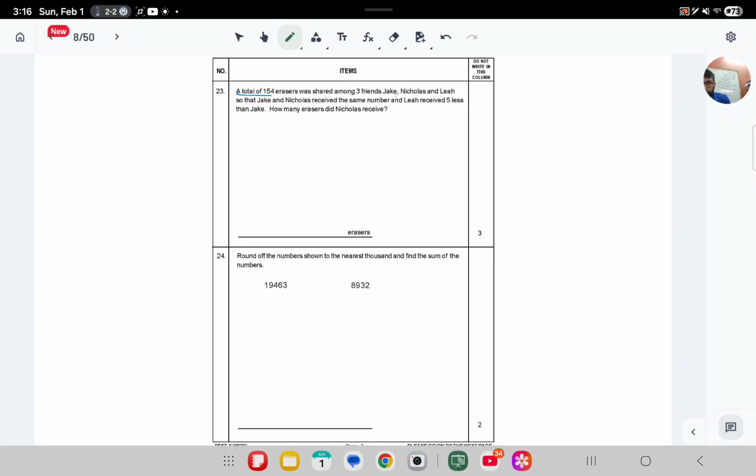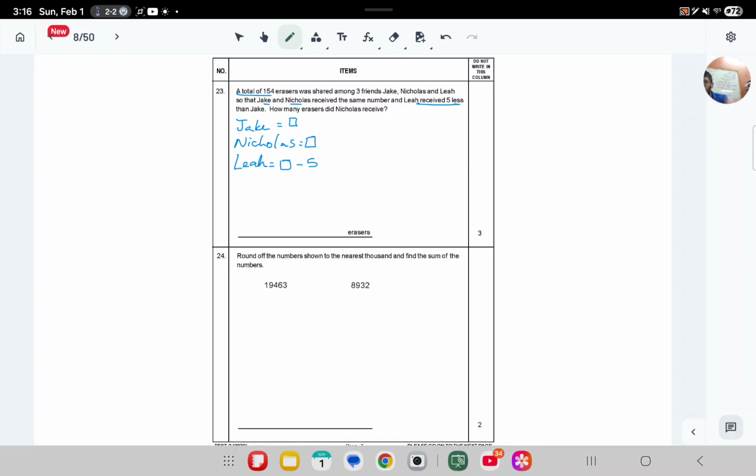Alright, so we can use some bars here. So they said now that Jake and Nicholas received the same amount. So we say Jake and Nicholas and Leah. So let's say Jake received 1, and we know Nicholas will receive 1 as well, right? We're using the bars here. And Leah received 5 less than Jake. So whatever Jake received, Leah got 5 less.